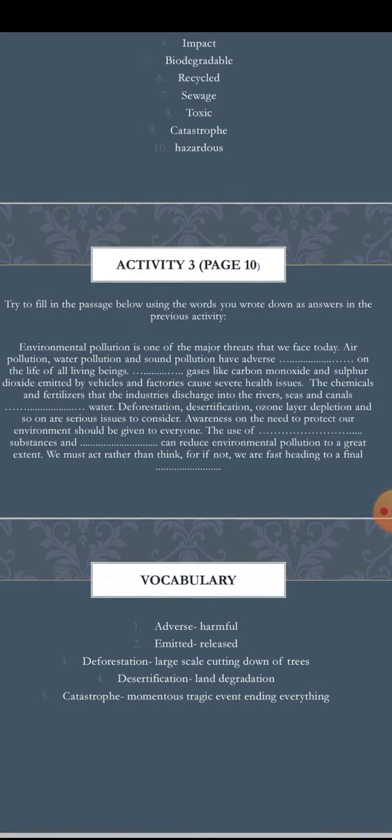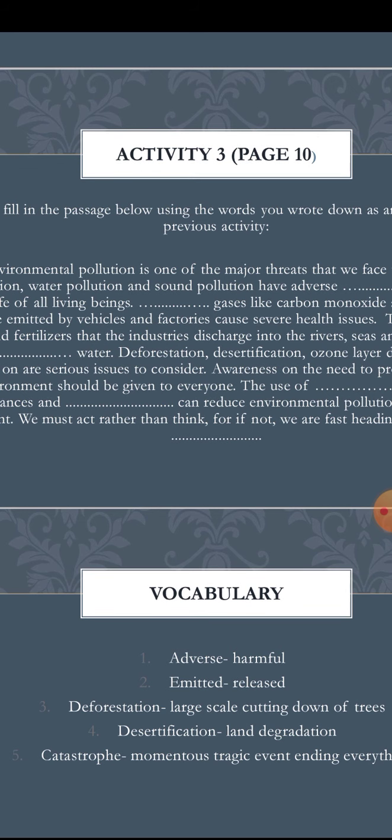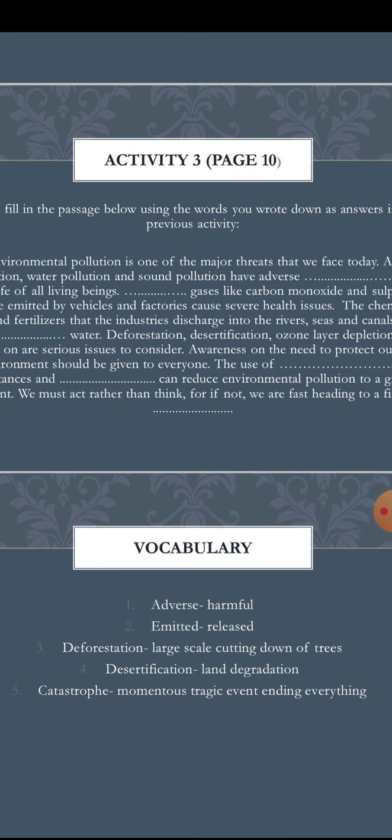Now we look into 5 words that we learned today. So the first is adverse. Adverse means harmful, something that is dangerous. Next is emitted. Emitted means something that is released. So when you drive a car, poisonous gases are emitted, poisonous gases are released.